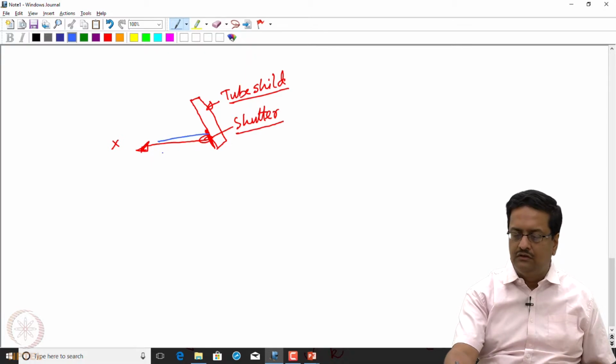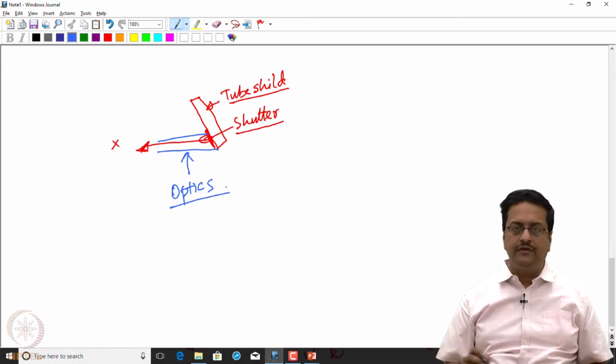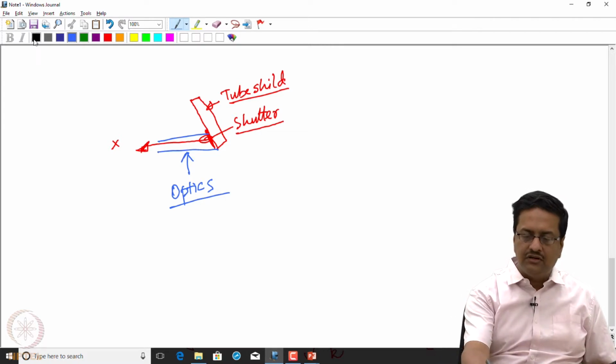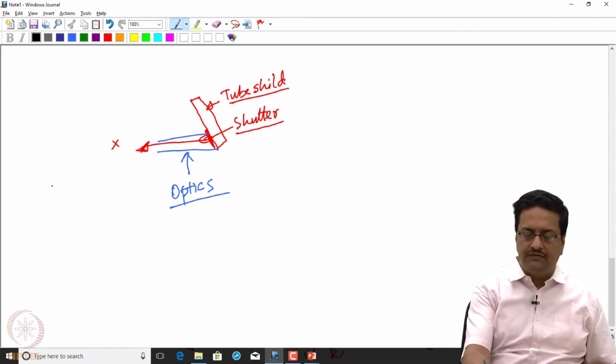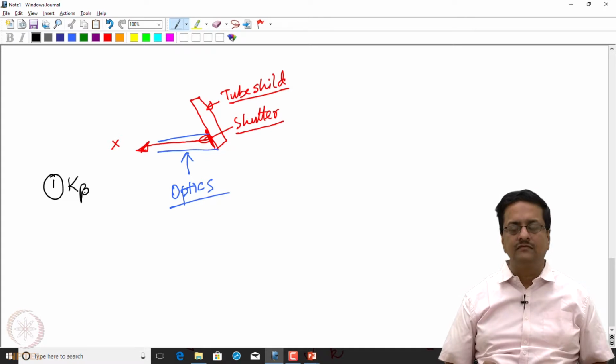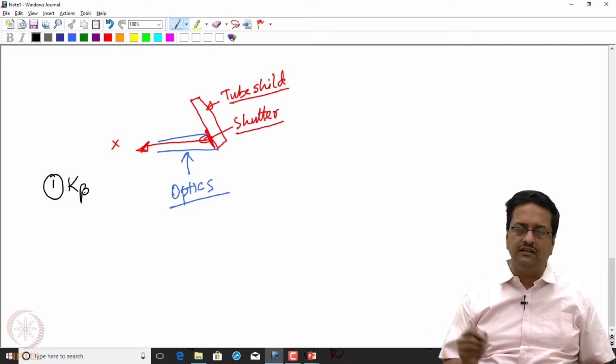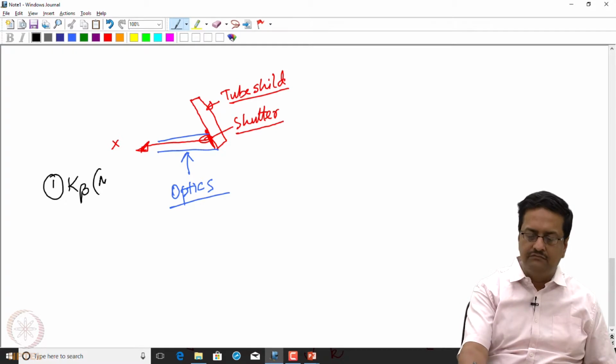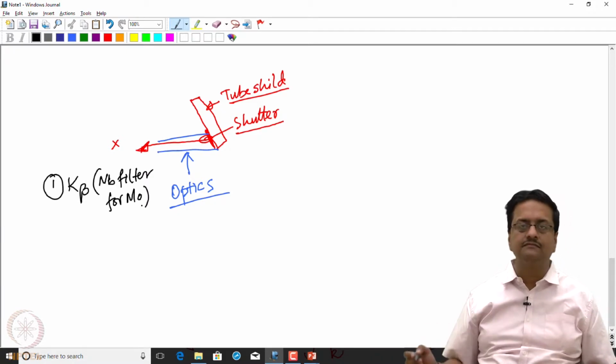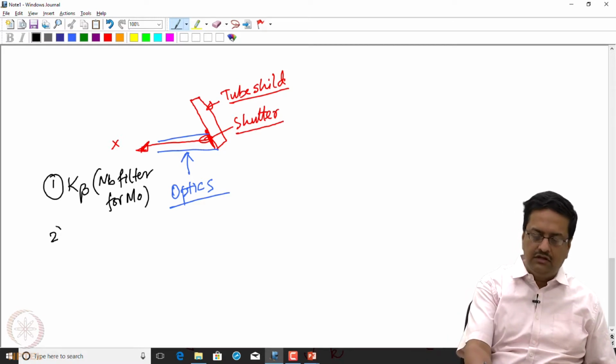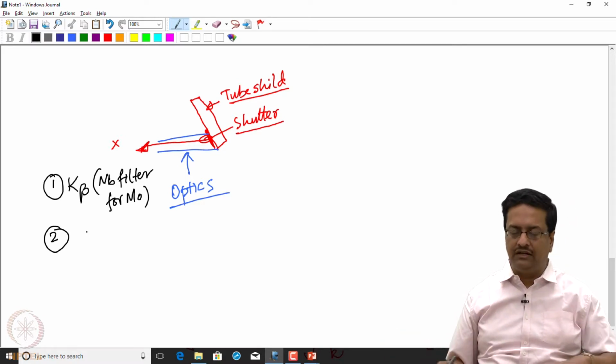here we have a set of optics. What does this optics do? This optics has a number of jobs to do. The first thing is to eliminate the corresponding K beta radiation, and that is done by putting a filter of niobium in case of molybdenum, niobium filter for molybdenum source. And then number 2 is to collimate the beam.